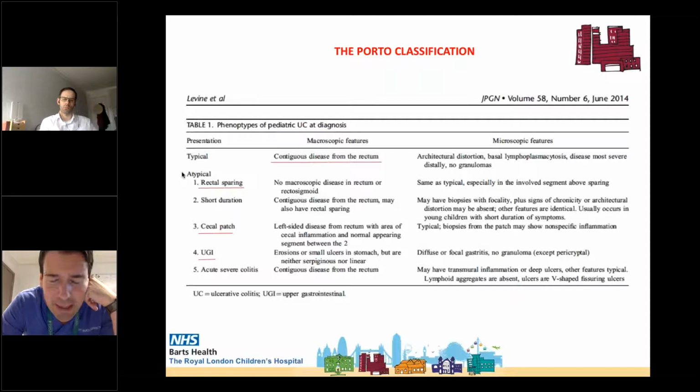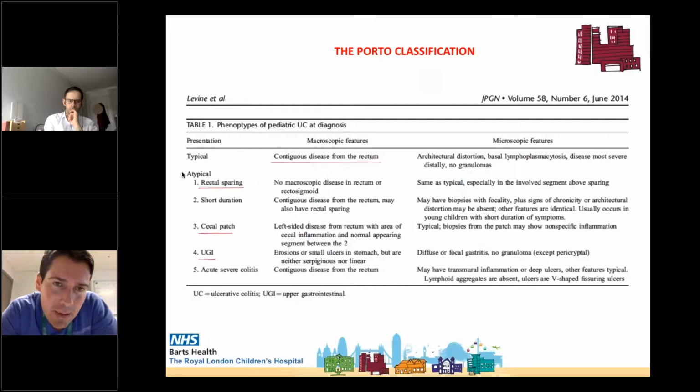Last but not least, from medical school, you remember that UC only involves the colon, is a colonic disease. Some of you will know already that sometimes the terminal ileum might be indirectly affected by something called backwash ileitis. This is when the colon is quite severely inflamed, so you will have some indirect involvement of the terminal ileum, and you will find inflammation there.